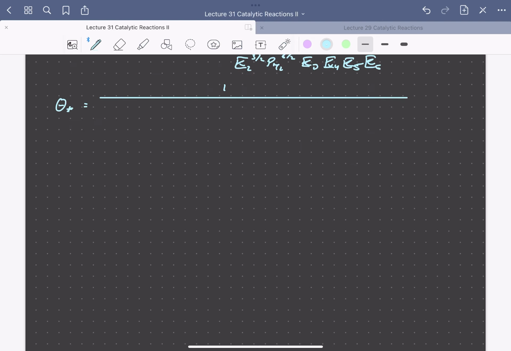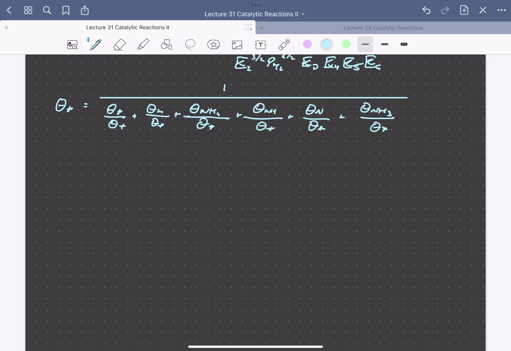1 over terms associated with theta star divided by theta star, plus that of hydrogen over theta star, plus that of NH2 over theta star, plus that of NH, N, and finally ammonia. And so now we've come up with expressions for each one of those terms.